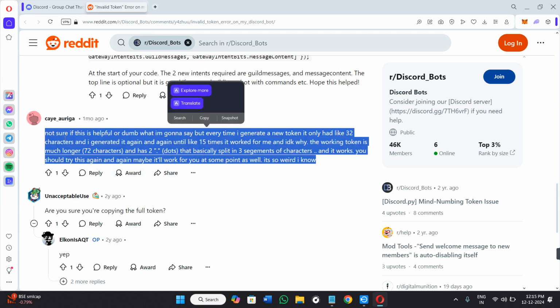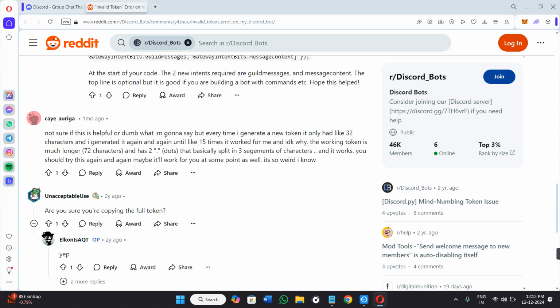The other person is saying that I'm not sure if this would be helpful or dumb, but every time I generate a new token, it only had 32 characters, and I generated it again and again until like 15 times, it worked for me. And I don't know why. The working token is much longer, 72 characters, and has two dots that basically split the three segments of characters, and it works. So you should try this again and again, and maybe it will work for you at some point as well. It's so weird.